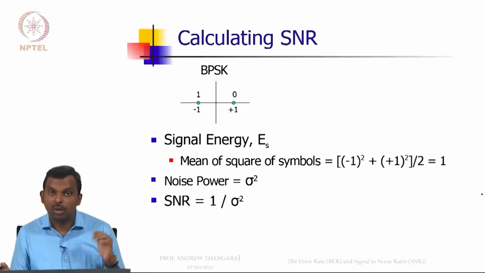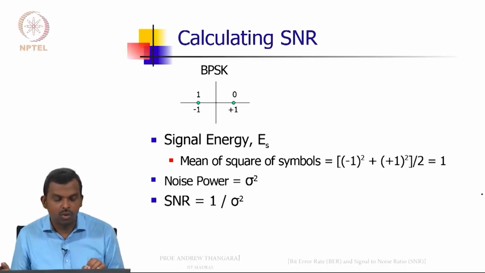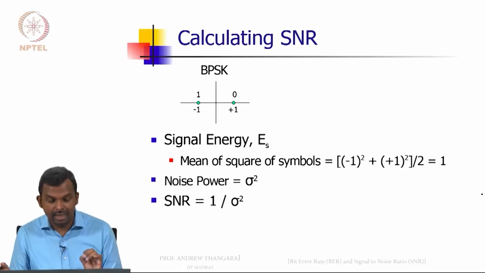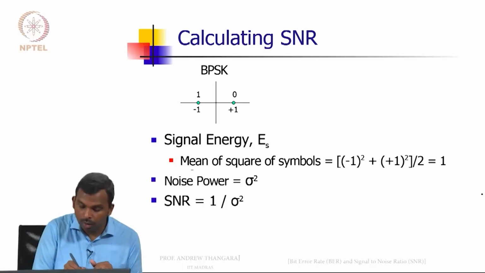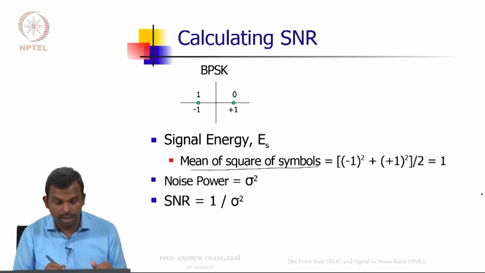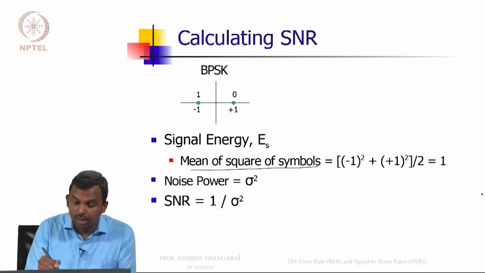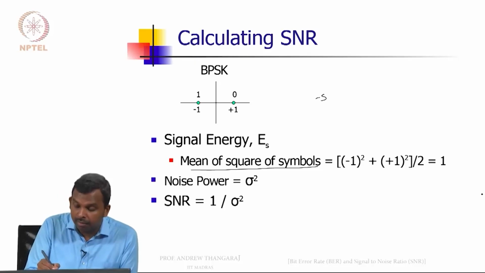So, let us see how to calculate SNR for a particular modulation scheme. The modulation scheme that we will use is BPSK. It turns out the signal energy is the mean of the square of the symbols, and usually we will assume that the symbols are equally likely.